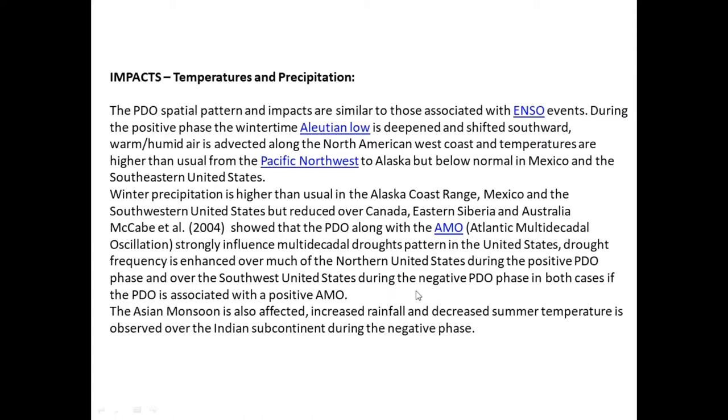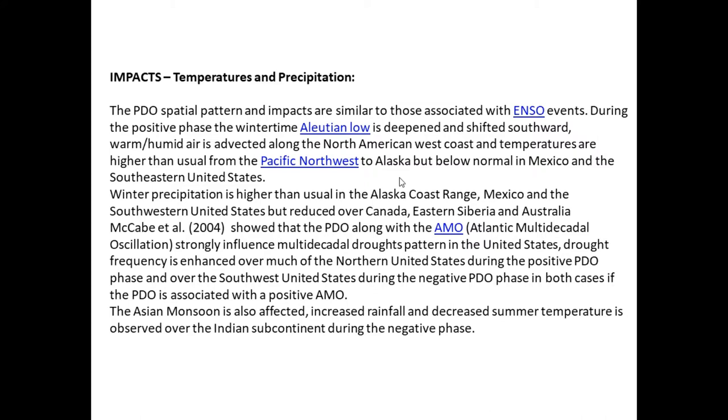Okay, what about temperature and precipitation impacts? PDO spatial pattern impacts are similar to those associated with ENSO. During the positive phase, the Aleutian low is deepened and shifted southward, and also eastward, by the way, allowing warm, humid air along the North Pacific coast, and temperatures are higher than usual from Pacific Northwest to Alaska, but below normal in Mexico and the southeastern U.S. Winter precipitation is higher than usual in the Alaska Coast Range, Mexico and the southwestern U.S., but reduced over Canada, eastern Siberia, and Australia.